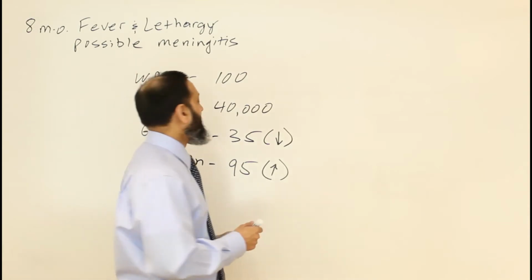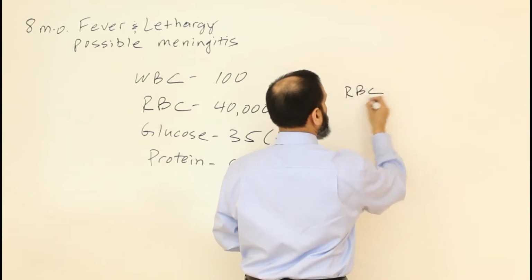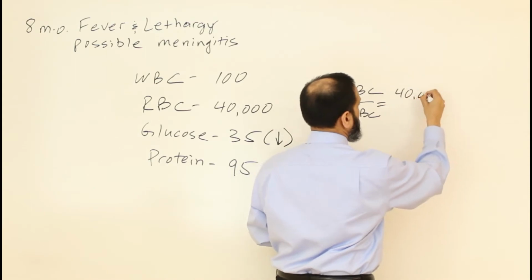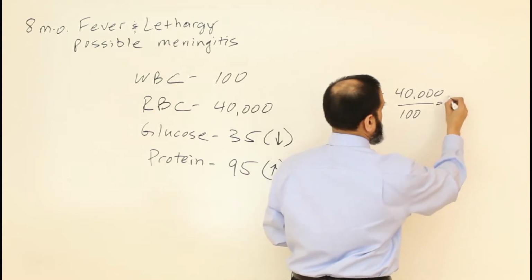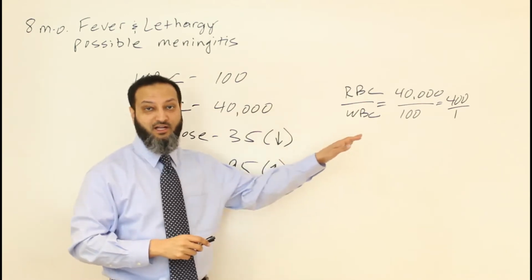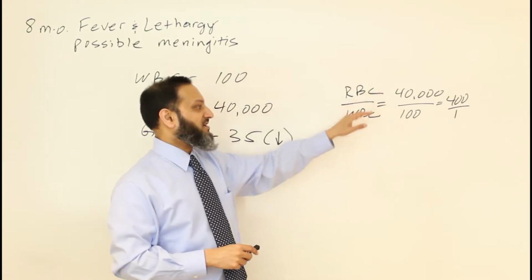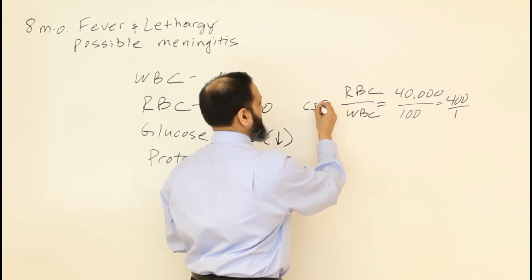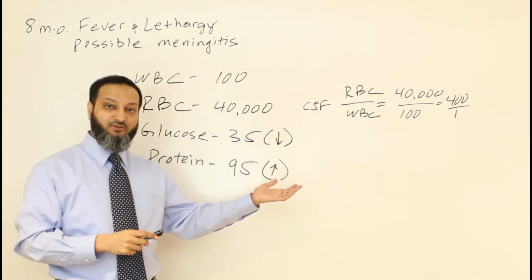And you can. So you can do a ratio. So let's do our ratio of red cells to white cells. So our ratio here is 40,000 red cells and 100 white cells, which is 400 to 1. That is our ratio of red cells to white cells in this spinal fluid. This is a normal ratio of red cells to white cells in your spinal fluid. So this is a normal ratio. 400 to 1 is normal. How do I know that's normal?